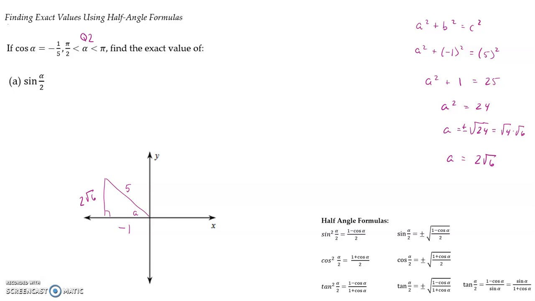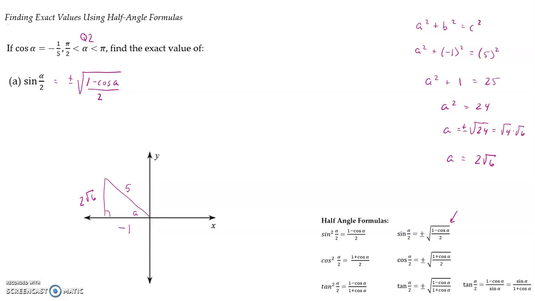So let's go ahead now and take a look at our question. We want to find sine of A over 2. And if we take a look at our half angle formulas, right, this is going to give us positive, negative, square root of 1 minus cosine of A, all of that over 2.